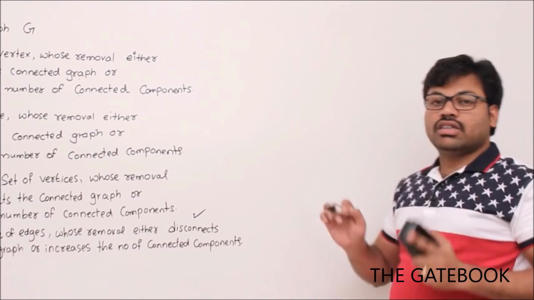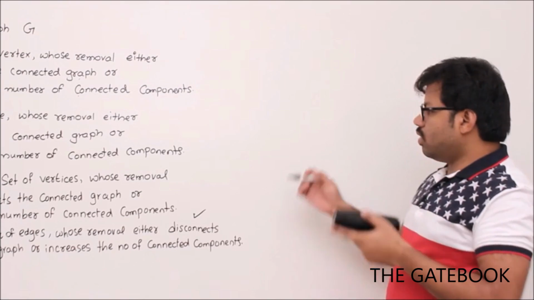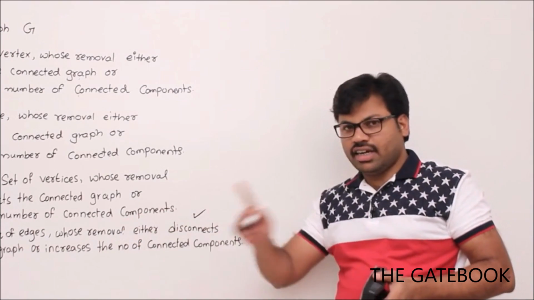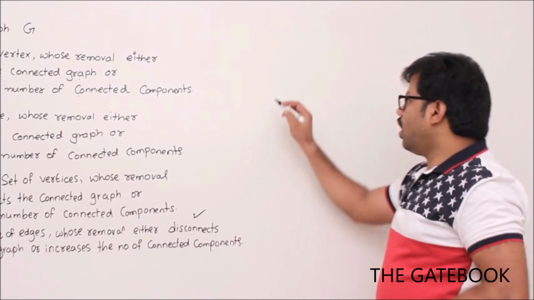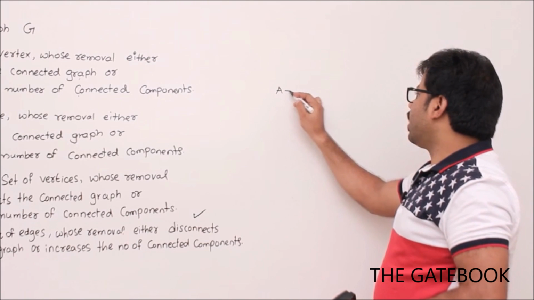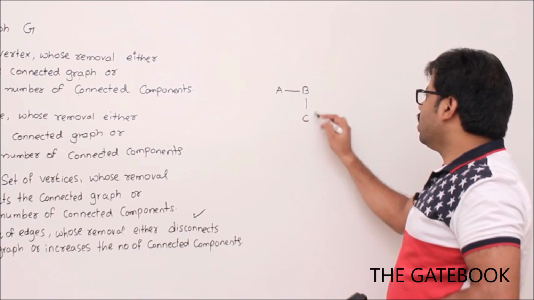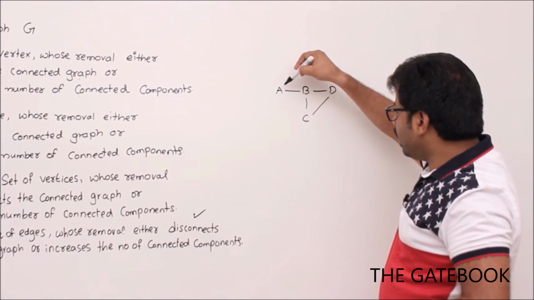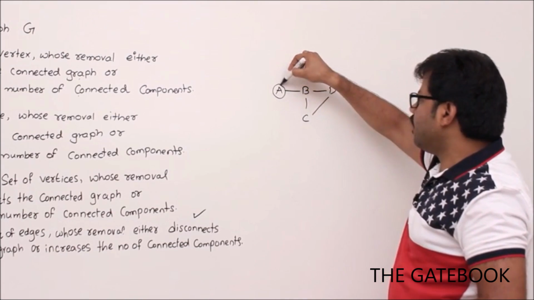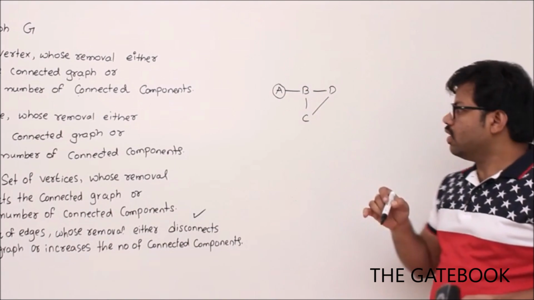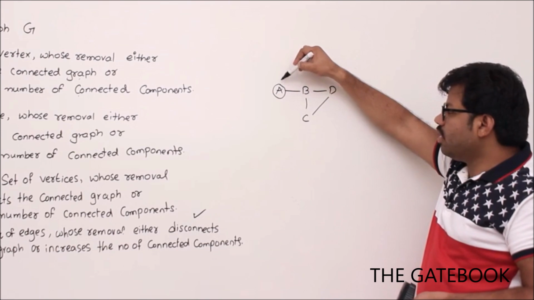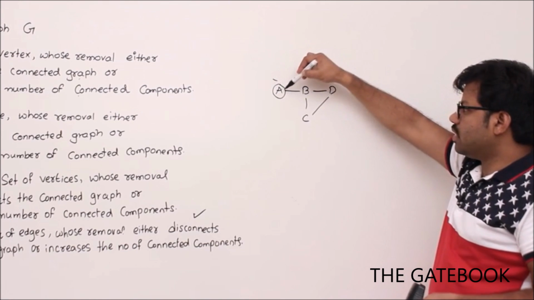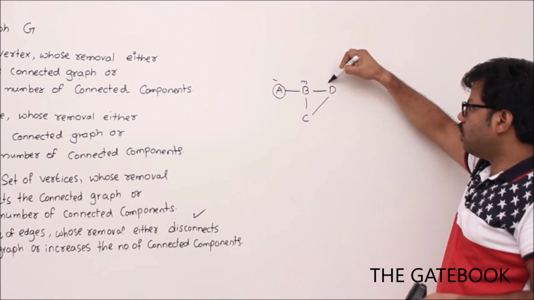Now, one important property of cut edge set I will tell you. There is a relation between cut edge set and the minimum degree of a graph. How? We'll see. For example, you have a graph like this: A, B, C, D. Let's say this is the minimum degree vertex. This is a graph. So what is its minimum degree? 1, right? Because the degrees are 1, 3, 2, 2.